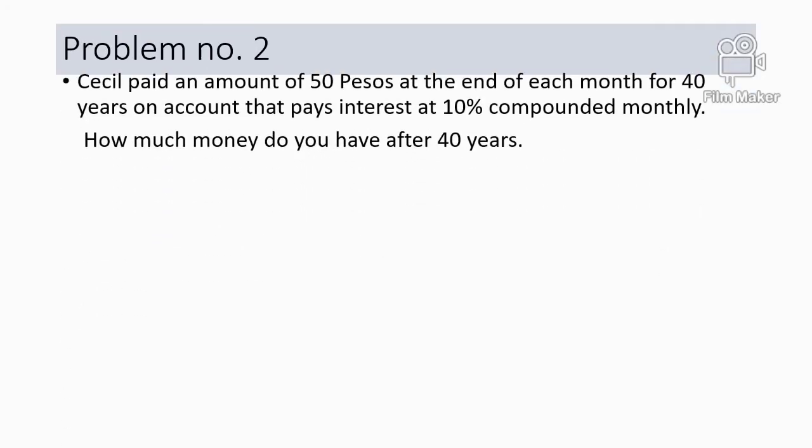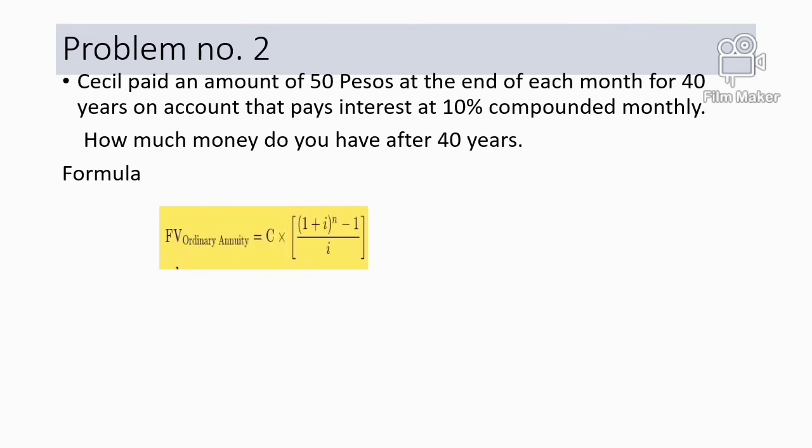Problem number 2. Cecil pays an amount of 50 pesos at the end of each month for 40 years into an account that pays interest at 10% compounded monthly. How much money will she have after 40 years?